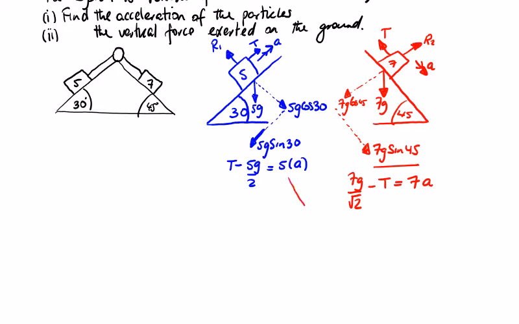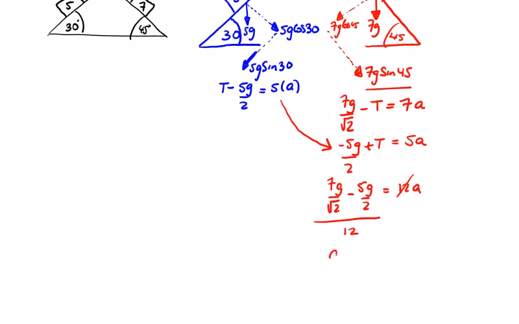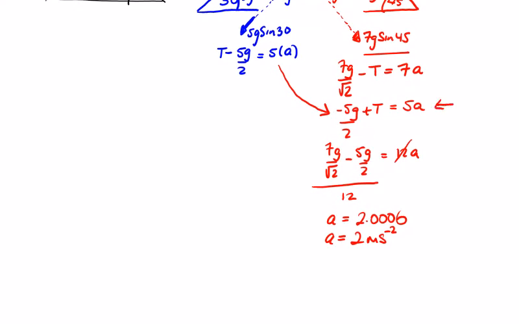Resolving these, we can find A. We can bring this down here and put our minus 5G over 2 plus T is equal to 5A. So 7G over root 2 minus 5G over 2 is equal to 12A. Bring that 12 underneath, type it into your calculator, and you get A is equal to 2.0006, so we'll just take 2 meters per second squared as A. If we find the tension at the same time, we can use this one: tension is equal to 5A plus 2.5G, so tension is 5 times 2 plus 2.5 times 9.8, and that gives us 34.5 newtons. So that's the tension.